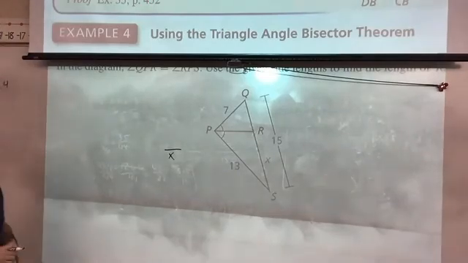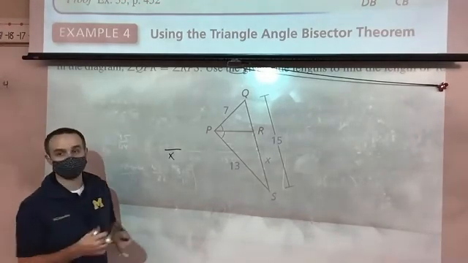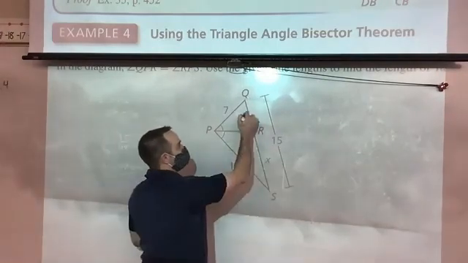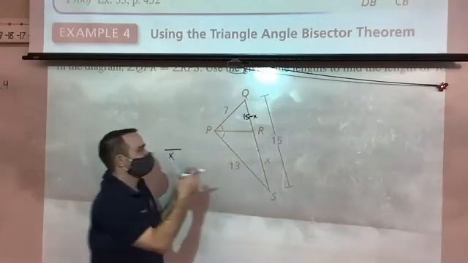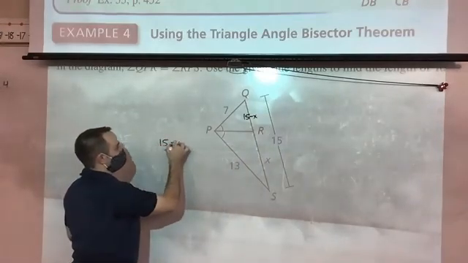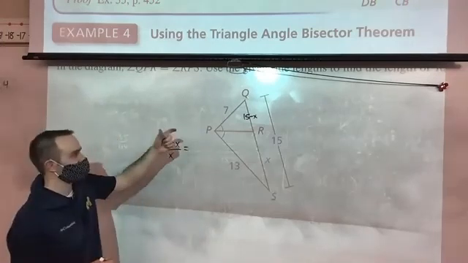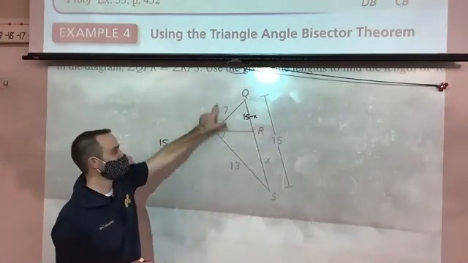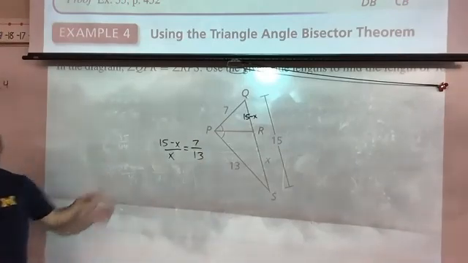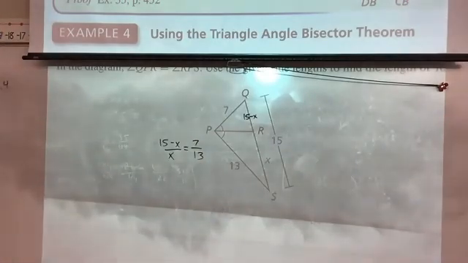Well, 15 minus X. Because if this whole thing is 15 and this is X, this part has to be 15 minus whatever X is. So we're going to set up that proportion with 15 minus X over X is equal to 7 over 13. Hey, now it looks just like a warm up, right? Go ahead, cross multiply and solve it.